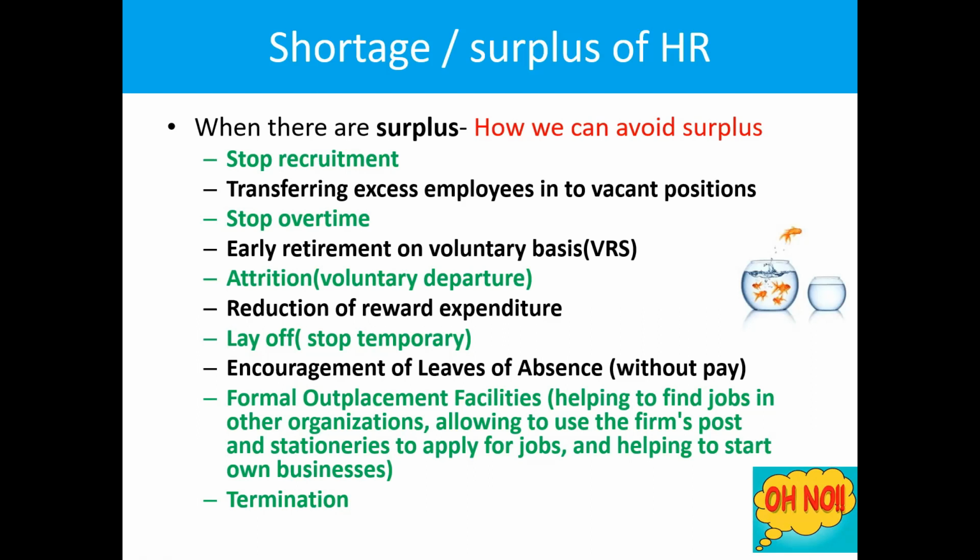Employee surplus is there. So how can we avoid that surplus? Then the HR manager needs to make some strategies to avoid that surplus to maintain an HR balance. Right? So what are the actions to be taken? One is stop recruitment. No recruitment. We can freeze recruitment because we are having excess employees.